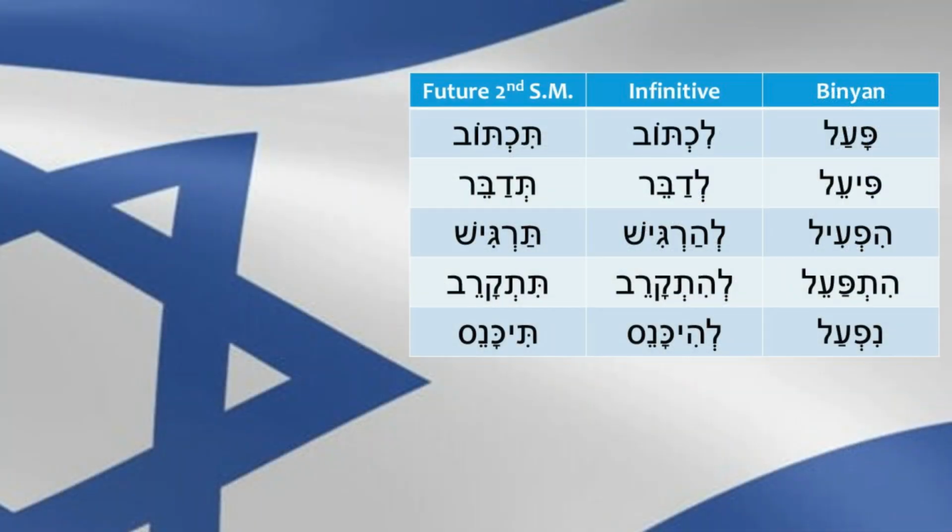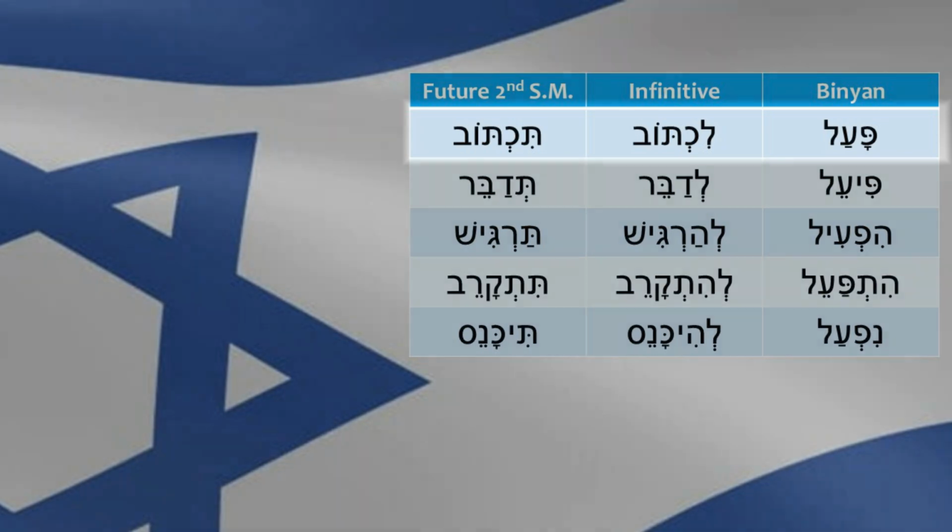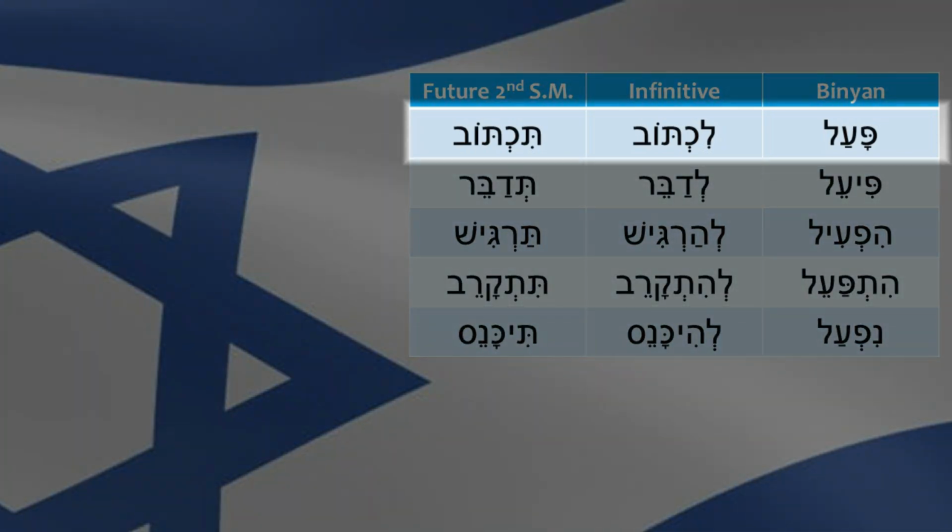And now I'm going to give you a hint about verbs. The future tense almost always has the exact same vowel pattern as the infinitive in all of the binyanim. So it almost doesn't need to be said here. So let me give you an example from the binyanim. Pa'al, we've got infinitive, lichtov. Future, tichtov. We've got an E and an O.